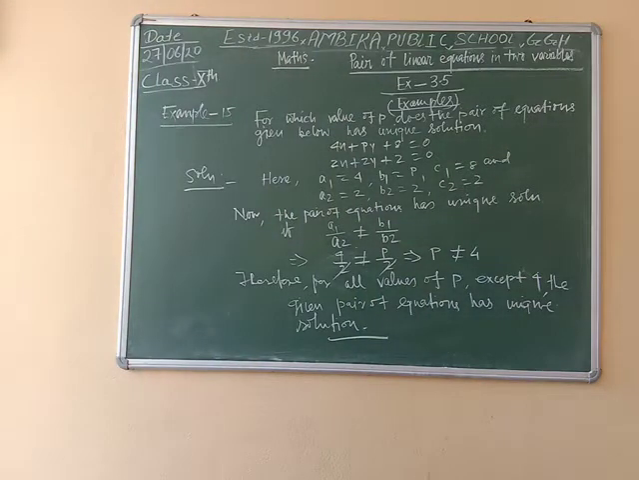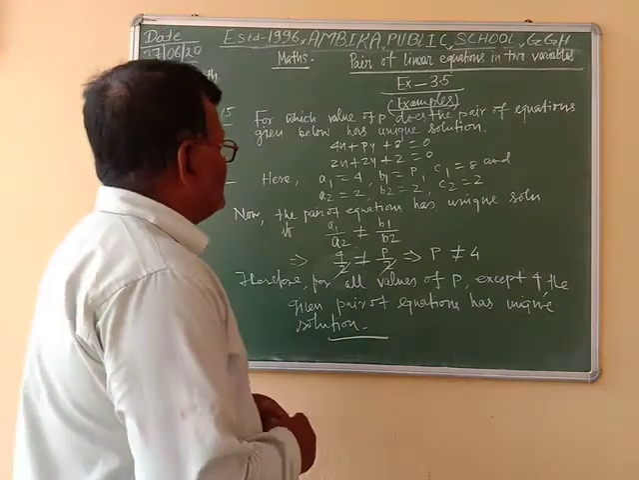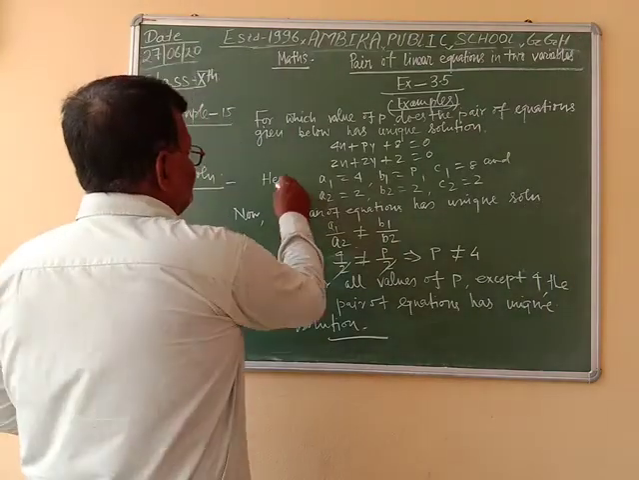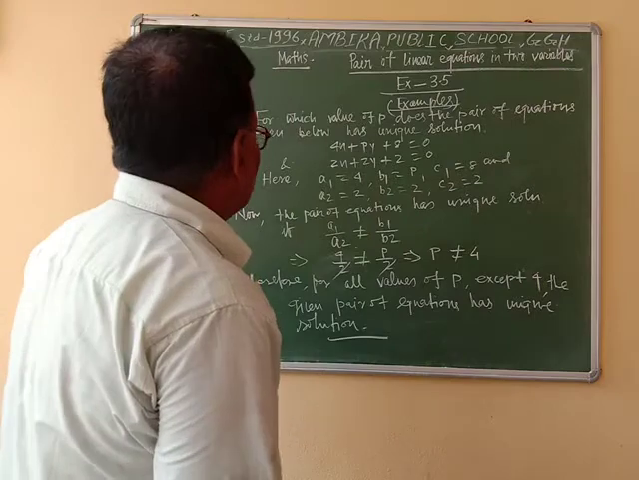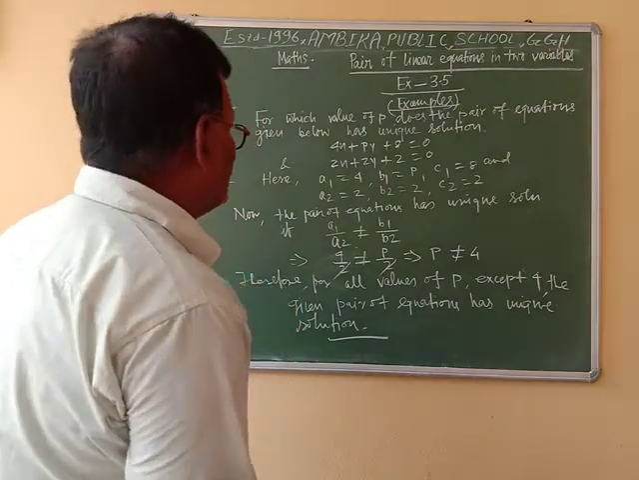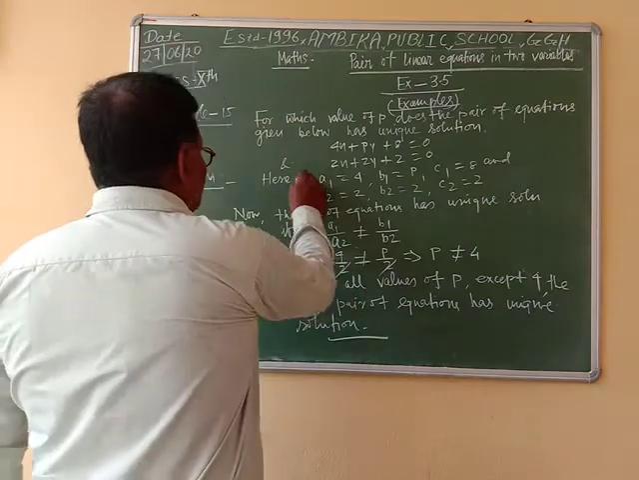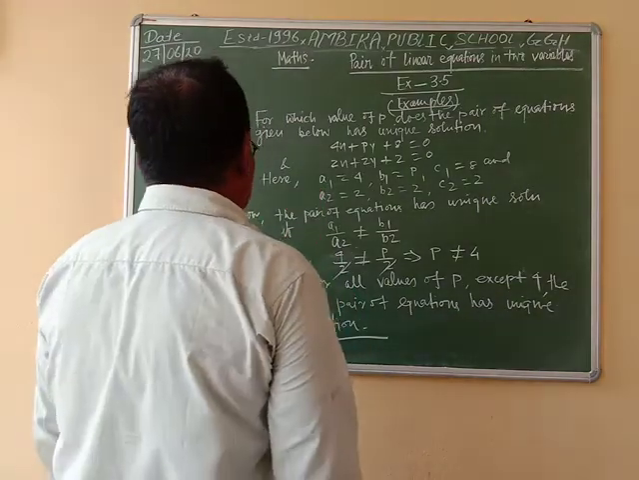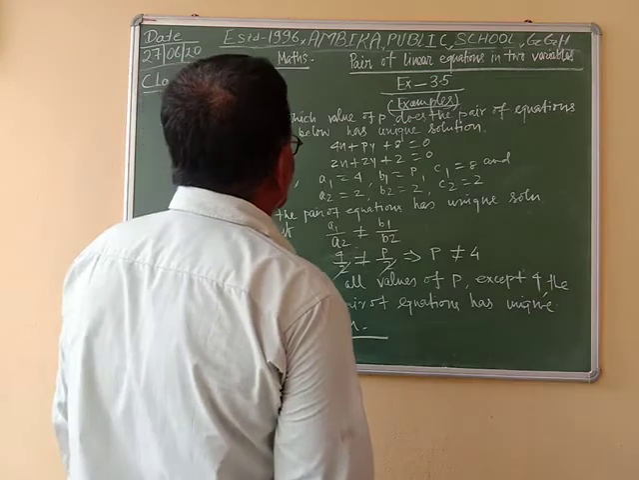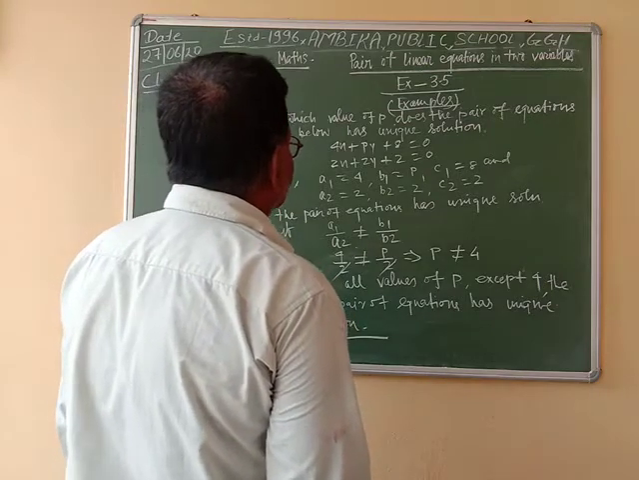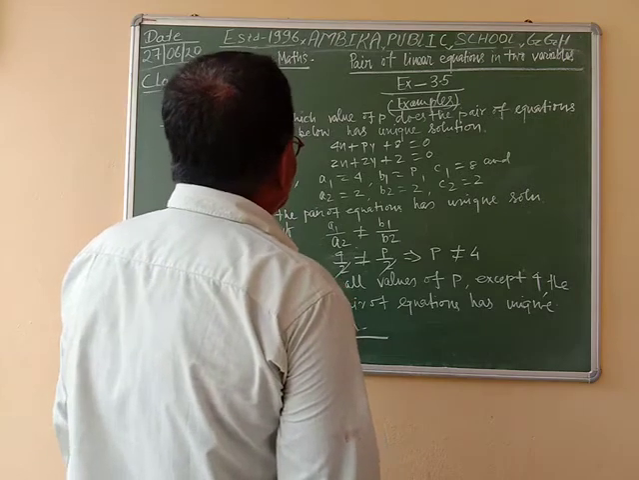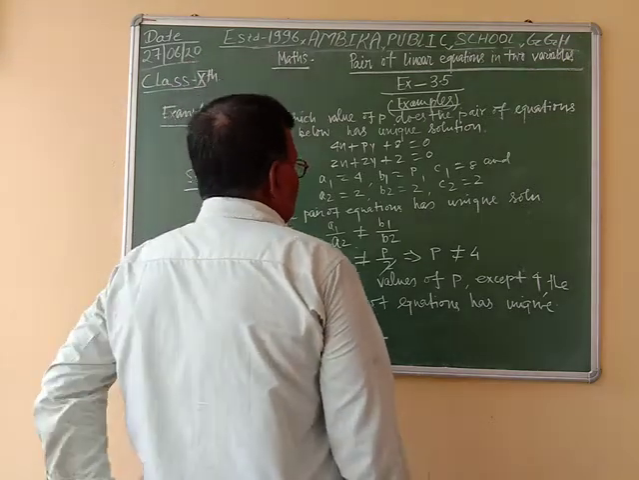We are asked for which value of p does the pair of equations given below has unique solution. 4x plus py plus 8 equals 0 and 2x plus 2y plus 2 equals 0 will have a unique solution. First of all we find and write the coefficients a1, b1, c1, a2, b2 and c2.